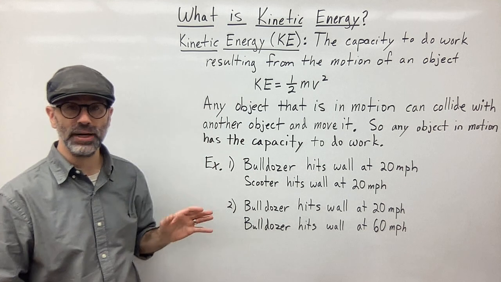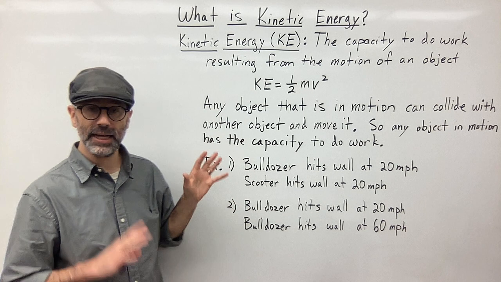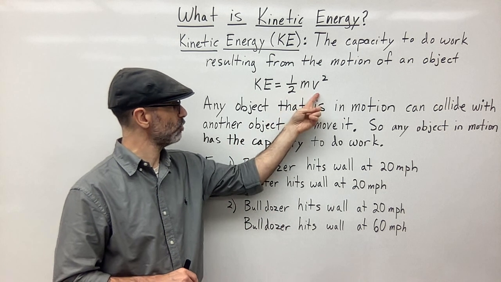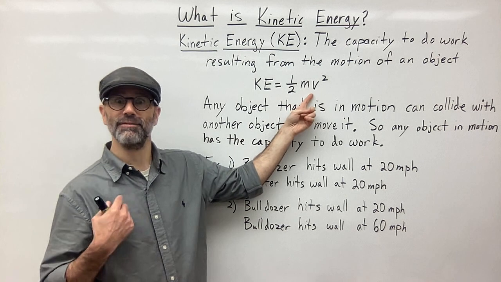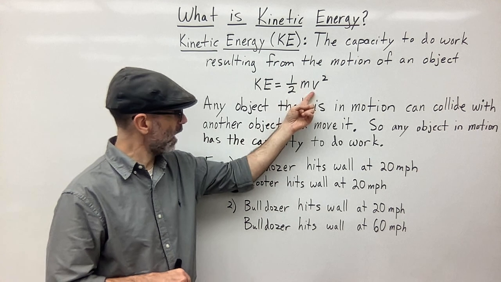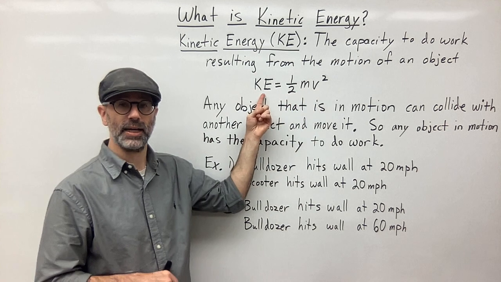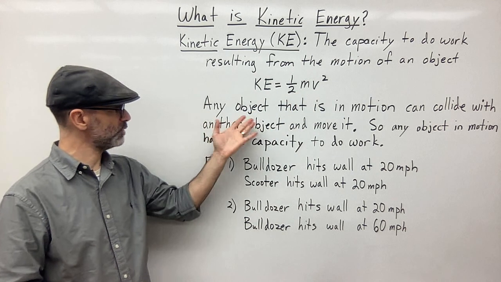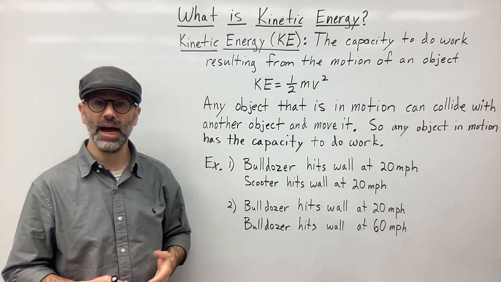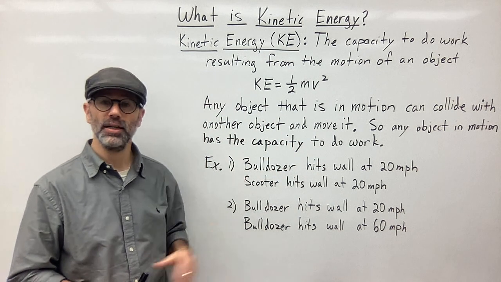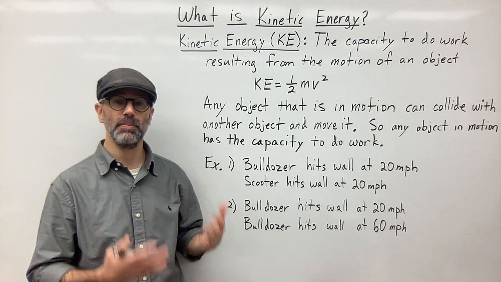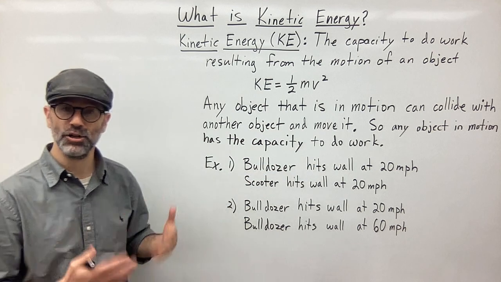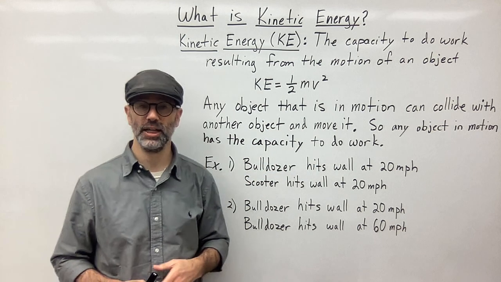The thing that I want to point out for this particular video, I'm not going to get too mathy, is the relationship of mass and velocity. I'm sorry, I said volume, velocity and mass are related to kinetic energy. Basically what I'm trying to say here is that any object that is in motion can collide with another object and move it. So any object in motion has the capacity to do work. And remember, the capacity to do work is energy. So the energy that is due to the motion of an object is called kinetic energy.